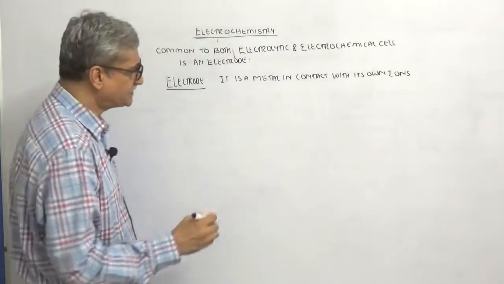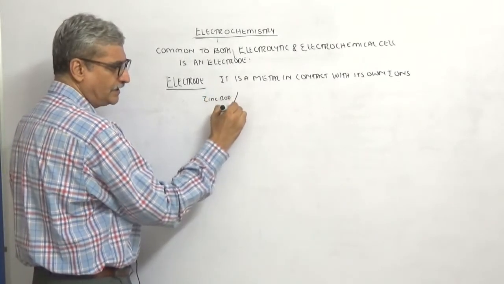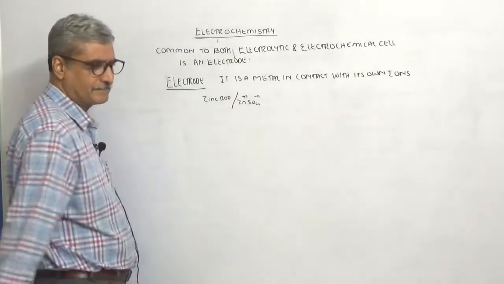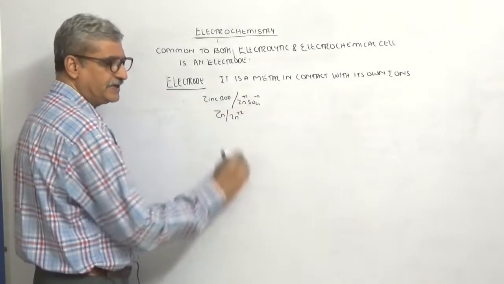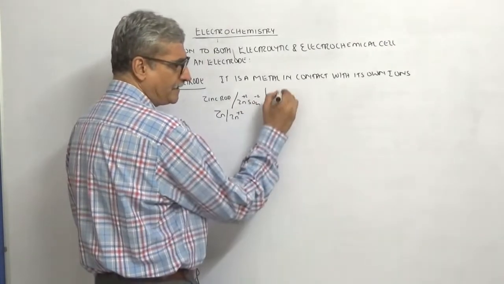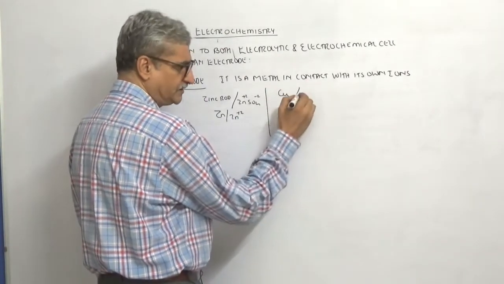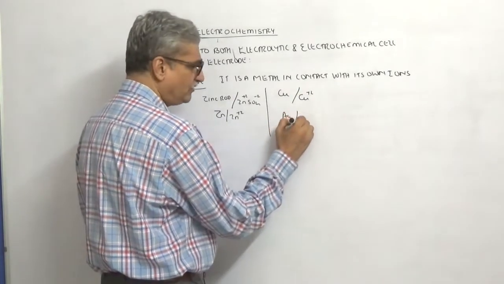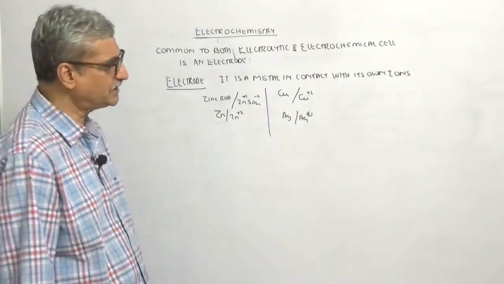That means if I take a zinc rod and dip it in zinc sulfate, the zinc element is in contact with zinc ions, so that will be an electrode. In the same lines, I can have copper metal in contact with copper sulfate, or silver in contact with silver nitrate, and so on. Basically, you can have any example.